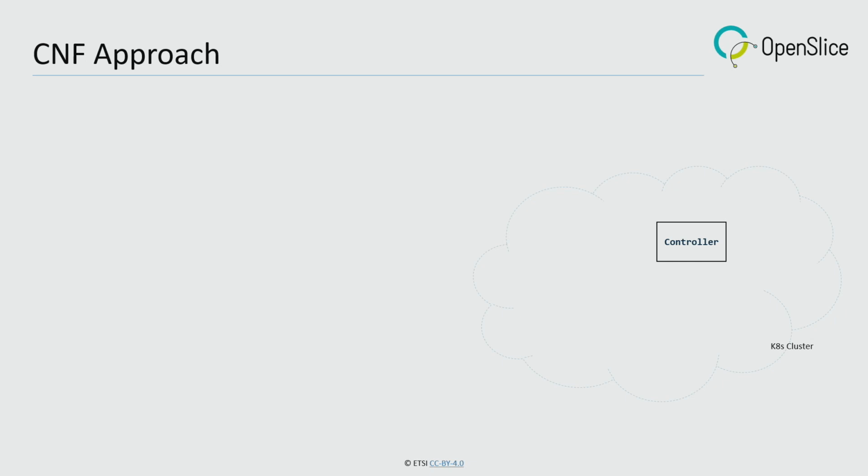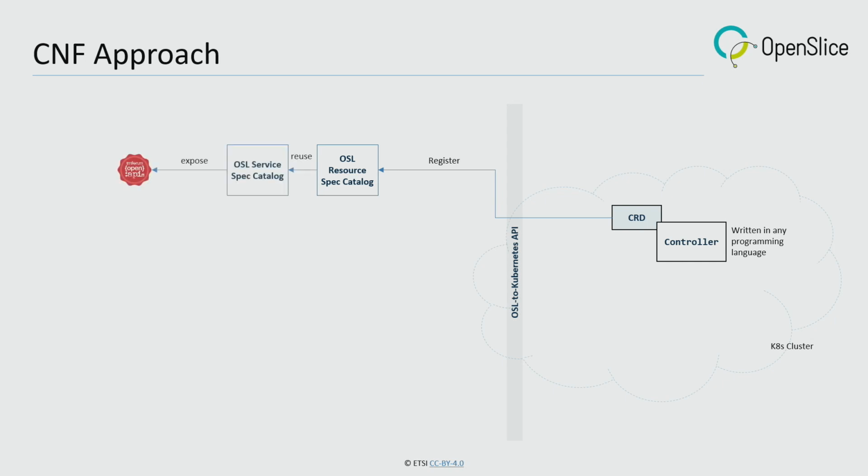Someone will develop a controller within the cluster in any programming language, and this, in terms of Kubernetes, is called a custom resource definition. So the custom resource definition passes through the filter and arrives at OpenSlice, and it's mapped to the TMF world as a resource specification. And this resource specification is used in service specifications, and exposed to the customers.